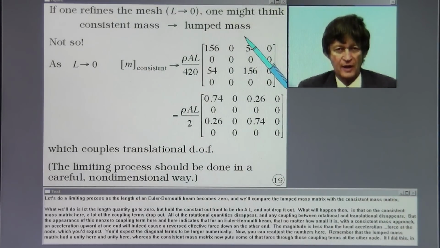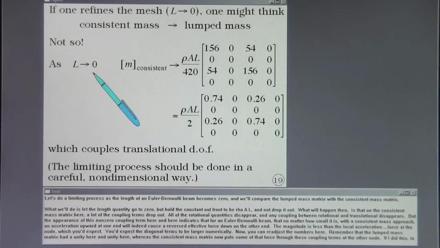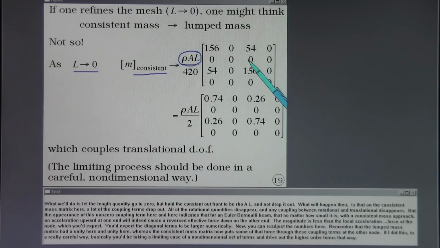Let's do a limiting process as the length of an Euler-Bernoulli beam becomes 0, and we'll compare the lumped mass matrix with the consistent mass matrix. What we'll do is let the length quantity go to 0, but hold the constant out front to be rho AL and not drop it out. What will happen then is that on the consistent mass matrix here, a lot of the coupling terms drop out. All of the rotational quantities disappear, and any coupling between rotational and translational disappears.